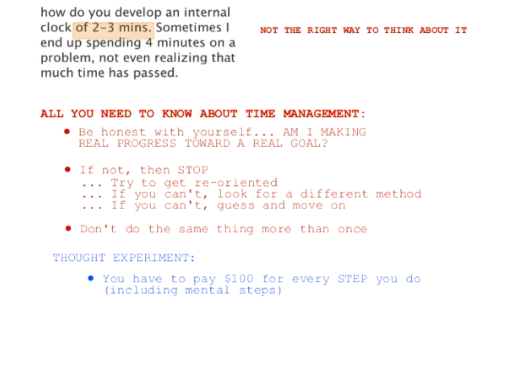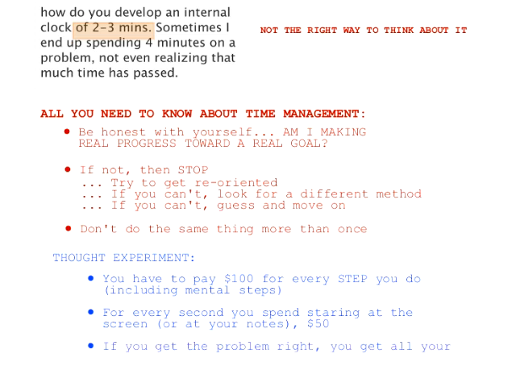For every second you spend just staring at the screen or at your notes, that's $50. If you get the problem right, you get all the hundreds back. Plus, to give you an incentive to take this, let's say another $300 on top of that. But you never get the 50s back. The 50s are gone forever. You never get them back.